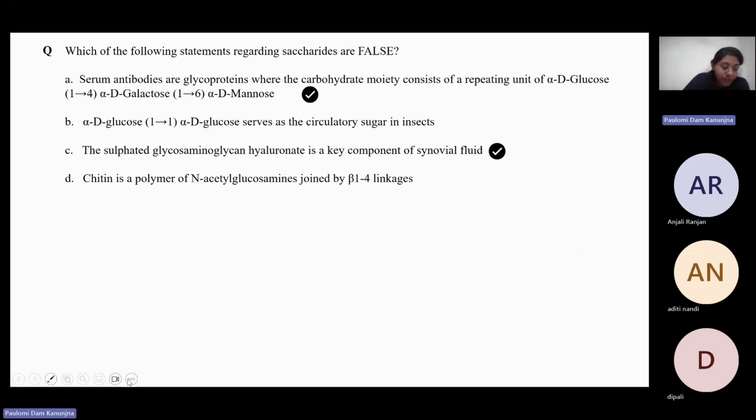What is this compound called? Alpha D glucose bound by trehalose, exact. Trehalose, right, correct. So trehalose is the circulatory sugar in insects.